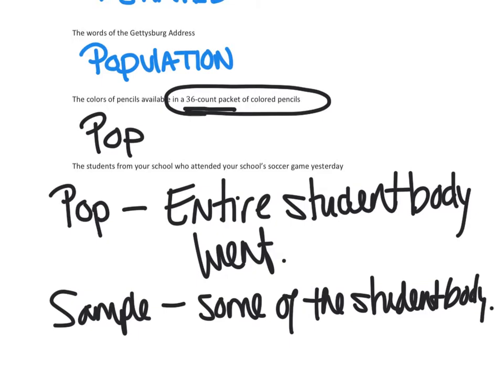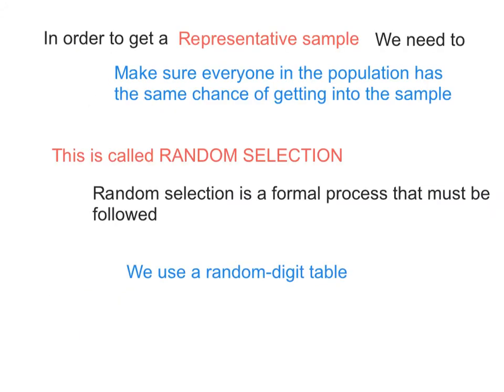Okay, so hopefully that helps you distinguish between population and sample. Now here's the key. We need to have this written down. In order to get a representative sample, we need to make sure everyone in the population has the same chance of getting into the sample. It's only going to be a representative sample if everyone has the same opportunity to get into the sample. This is called random selection.